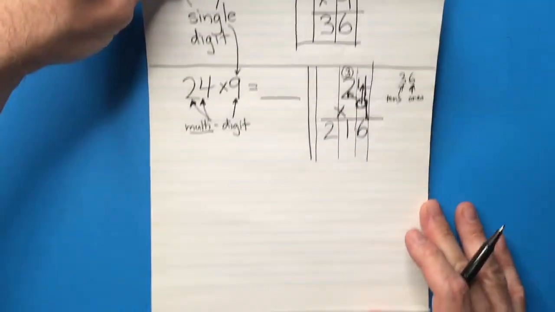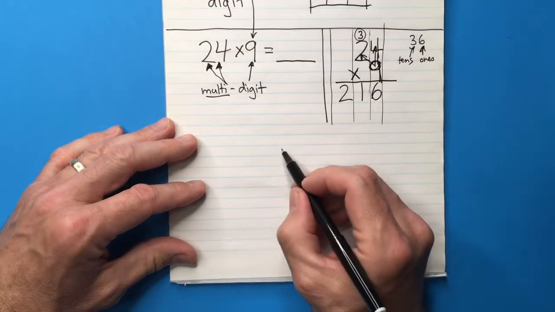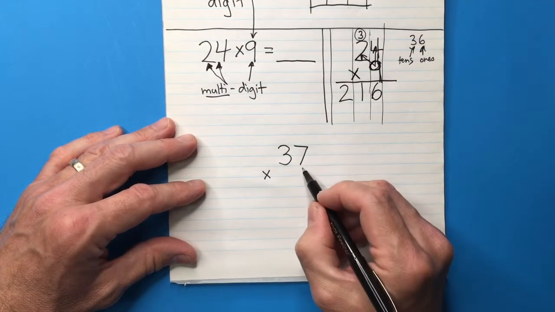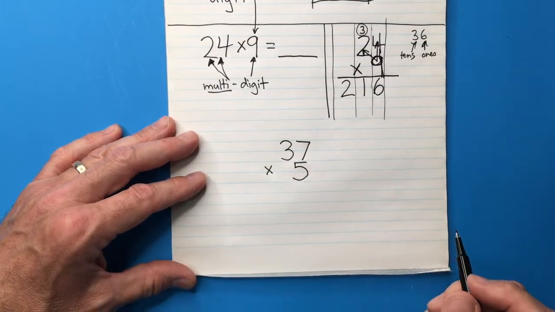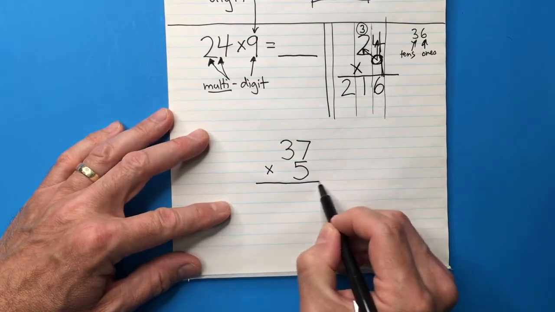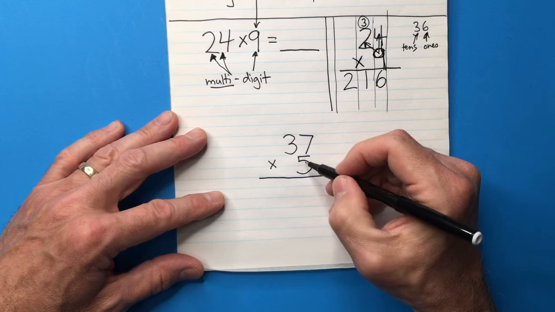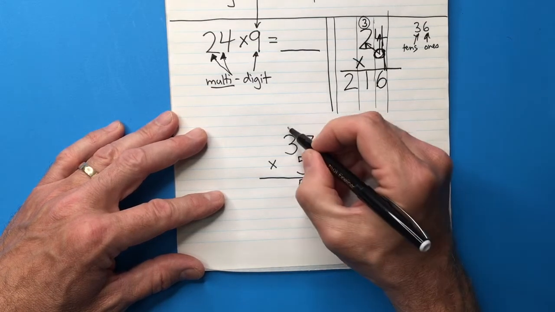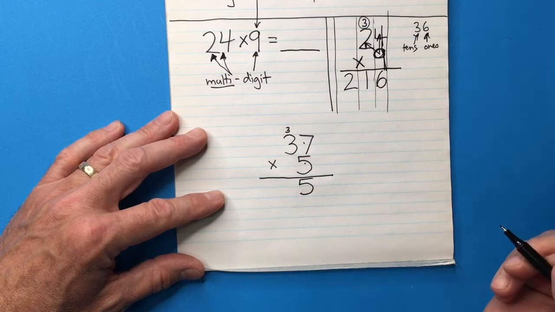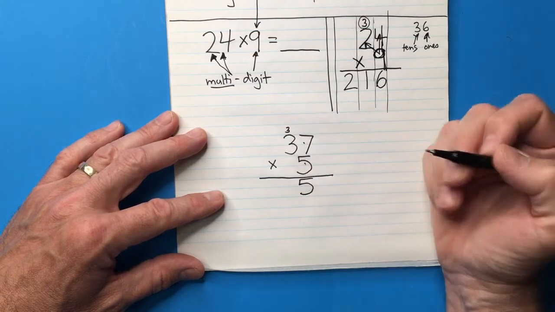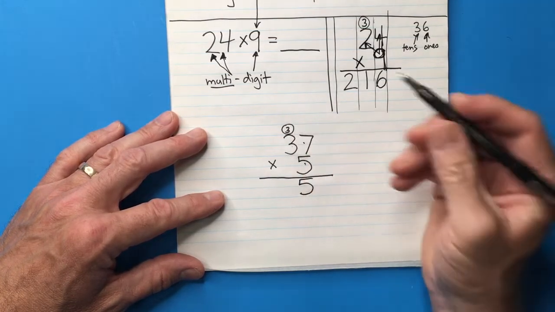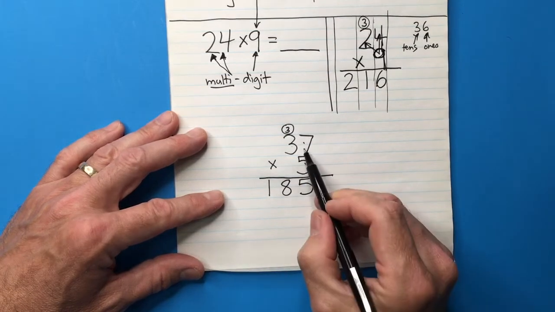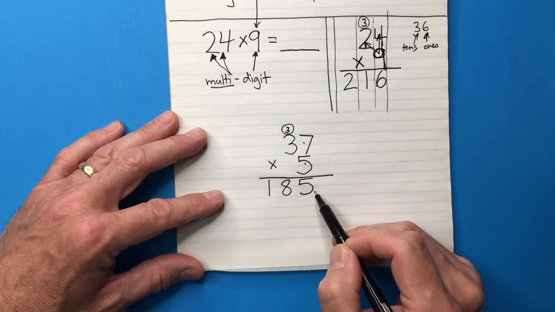So let's do another one with a 2-digit number multiplied by a 1-digit number. So 37 times 5. 5 times 7 is 35. I write the 5 here and put a little 3 here to add it later. 5 times 3 is 15. Add 3 more, 18. So 37 times 5 is 185.